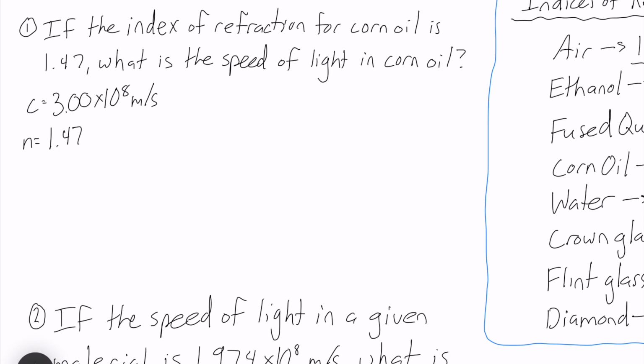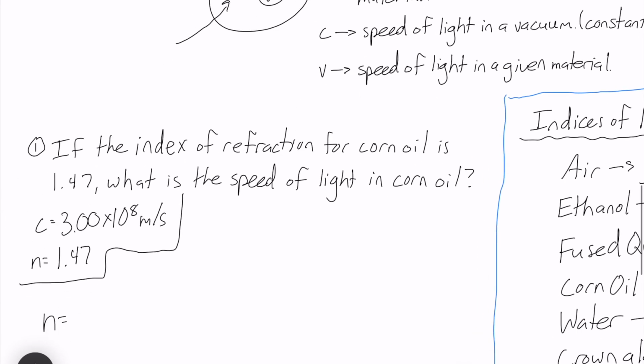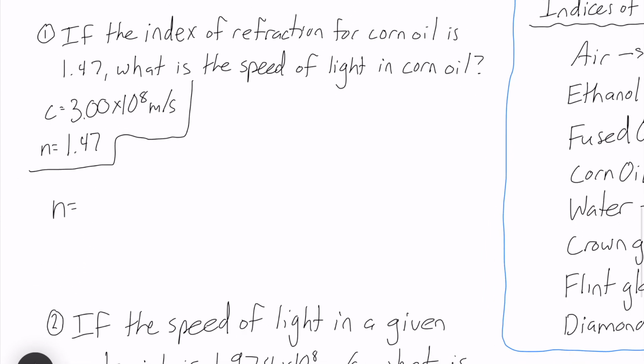So let's write down that formula here. I'm just going to square off this space here. We have N equals C over V. Okay, and we'll have to manipulate. So once you do manipulate this formula to isolate for V, your final formula will just be V equals C over N. So let's work up here. I'll just draw an arrow.